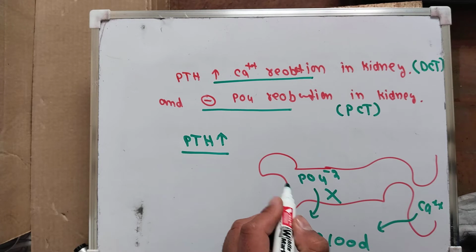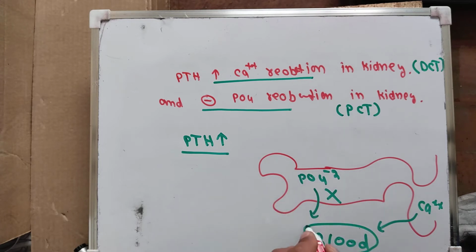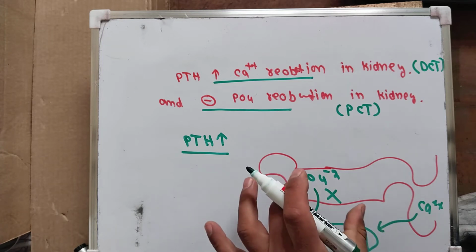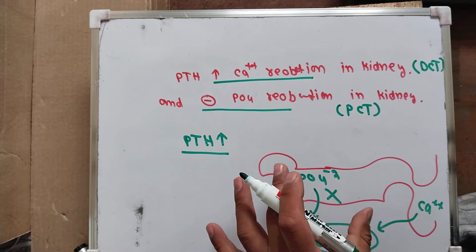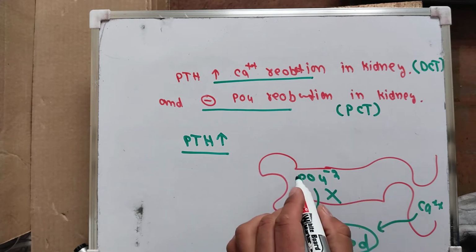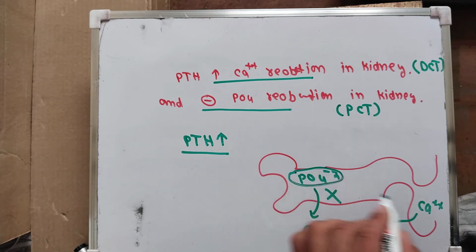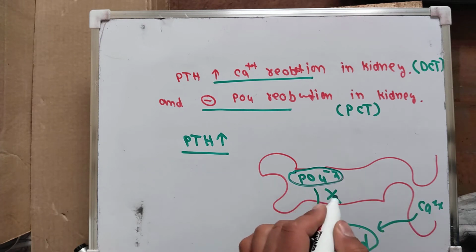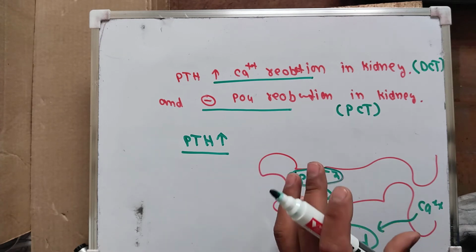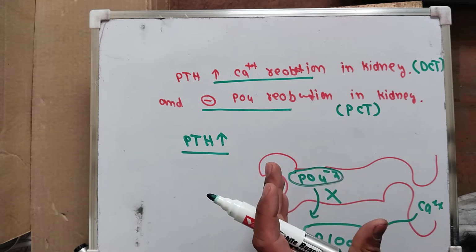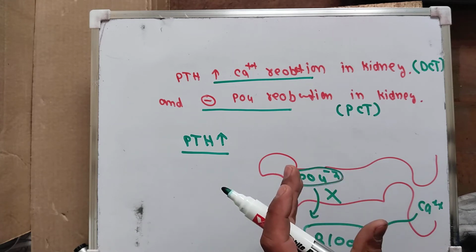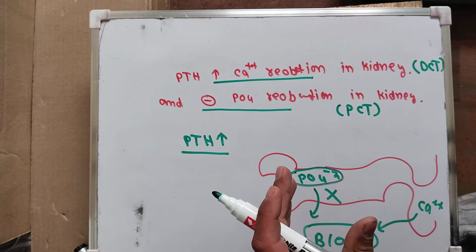So PTH will increase calcium level in the blood in the kidney, but it will increase phosphate level in the urine. So phosphate remains in the urine, but calcium ion is reabsorbed to the blood. This is how PTH separates phosphate from the calcium ion, and the calcium ion level in the blood is increased.